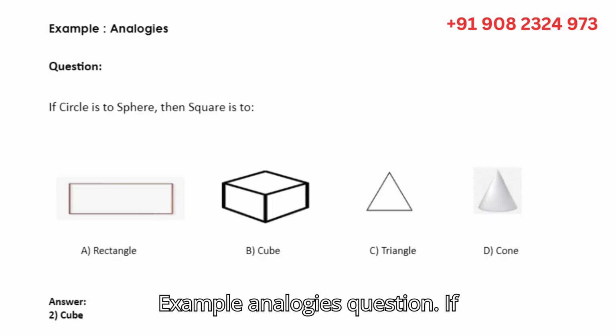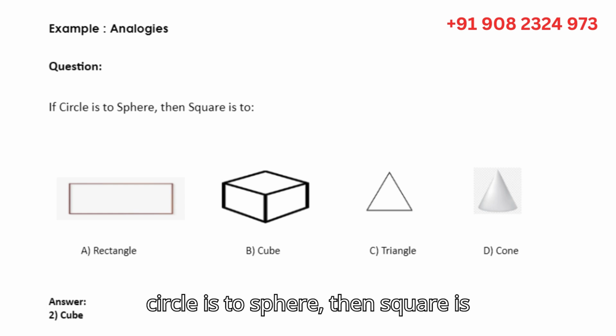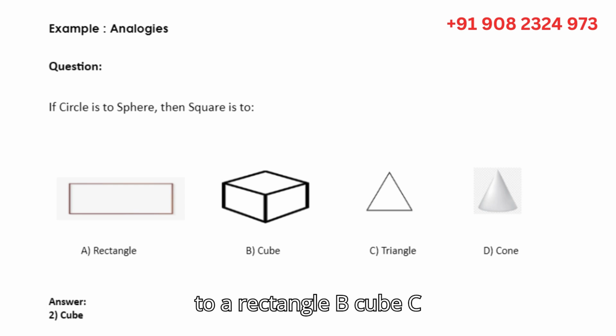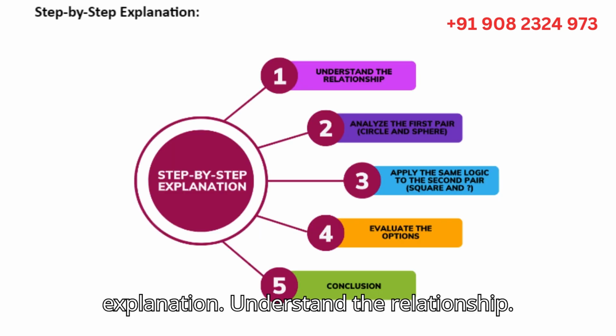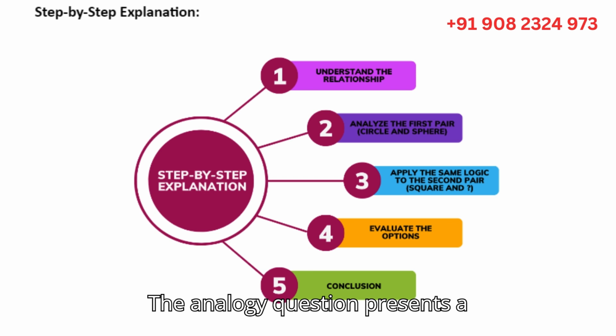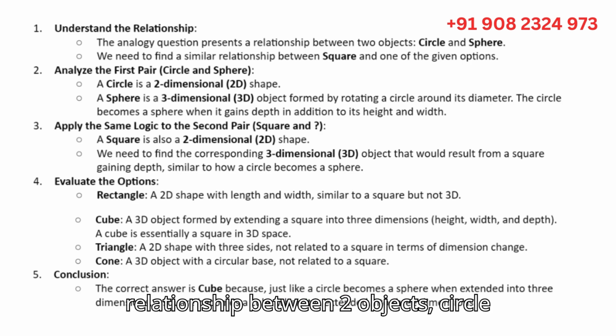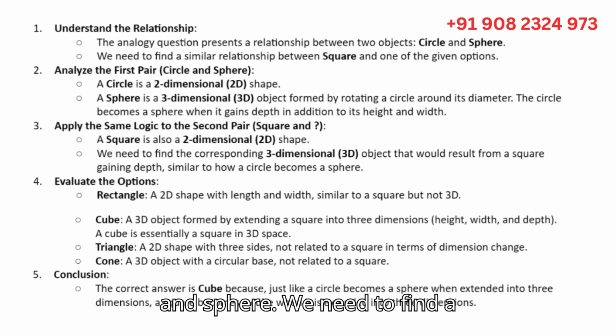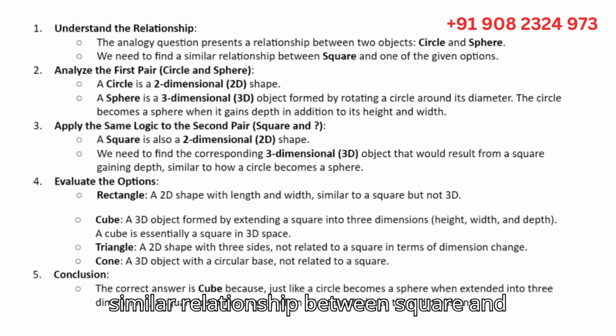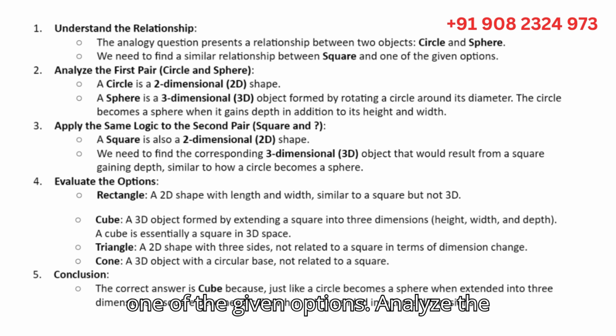Example analogies. Question: If circle is to sphere, then square is to? A, rectangle. B, cube. C, triangle. D, cone. Answer: 2, cube. Step-by-step explanation. Understand the relationship. The analogy question presents a relationship between 2 objects, circle and sphere. We need to find a similar relationship between square and one of the given options.